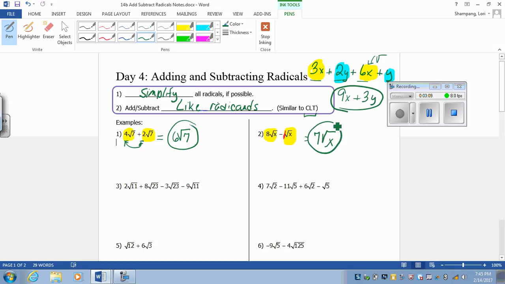Number 3, it looks like we have two different types of radicands. We have square root of 11, and we also have square root of 23. The numbers in front of those radicals can be combined if the radicands are the same. Here we have 2 times the square root of 11 minus 9 times the square root of 11, which gives me negative 7 square root of 11. And then we have positive 8 minus 3, which gives me plus 5 times the square root of 23.